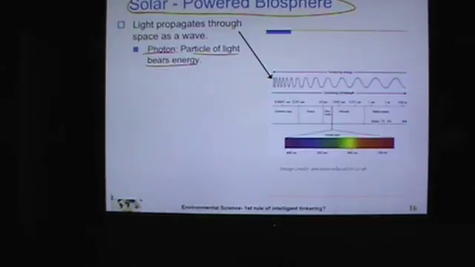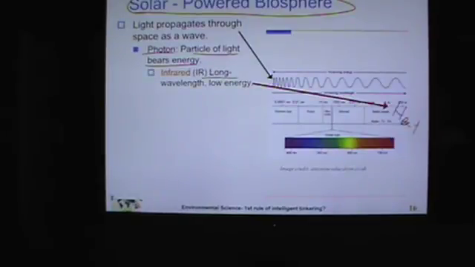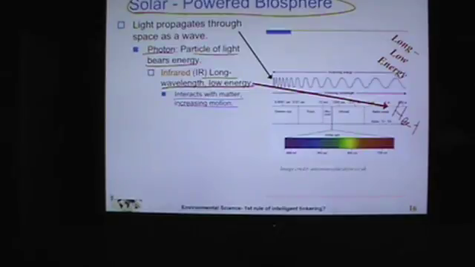A photon is a particle of light that bears energy. We won't go into the physics of that, just that it's important in terms of photosynthesis. Infrared, long wavelength, low energy, gives off heat. That's what we use to heat things. Basically, infrared (IR) interacts with matter, increasing the motion of that particular matter. When we heat something in a microwave, it's using this long wave radiation.